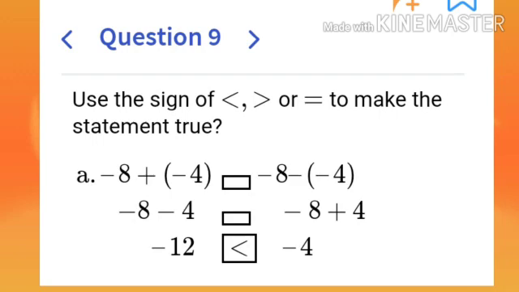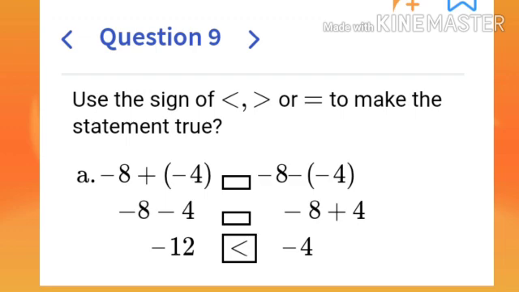In question number 9, use the sign of less than, greater than or equal to make the statement true. Subdivision 1. Minus 8 plus of minus 4 is one expression and minus 8 minus of minus 4 is another expression. Now, minus 8 plus of minus 4. What is the procedure for addition and subtraction? If two negative numbers are added, we will get the result in negative, and similarly if we are subtracting two negative numbers, we will get the result in negative.